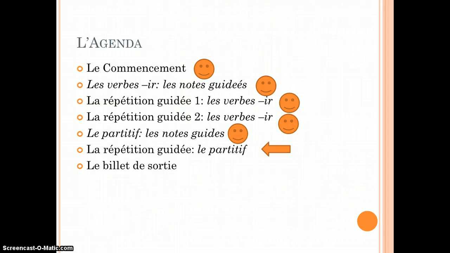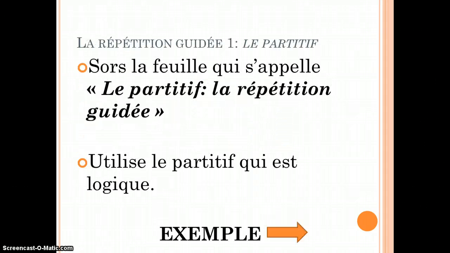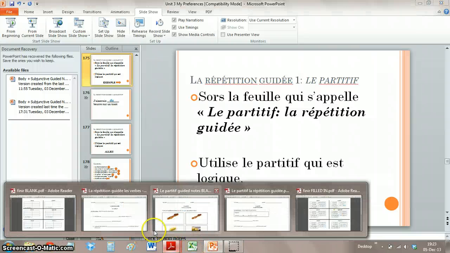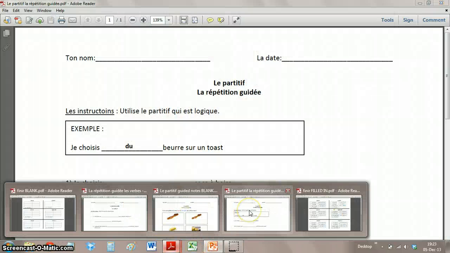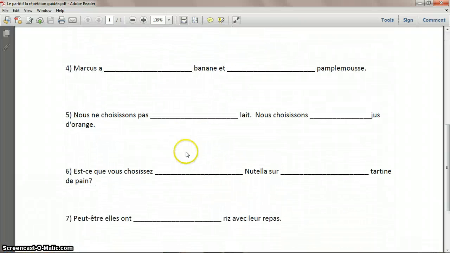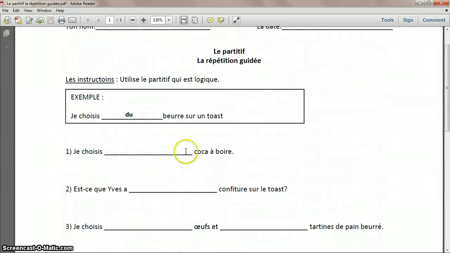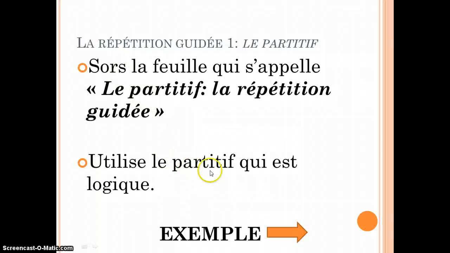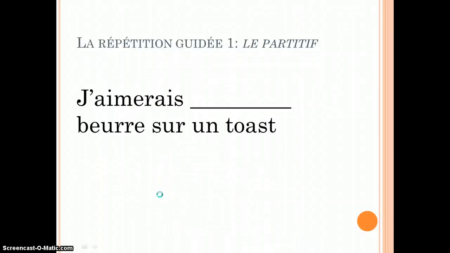Très bien. Maintenant, la répétition guidée, le partitif. This sheet looks like the following. Utilise le partitif qui est logique. Par exemple, j'aimerais blanc beurre sur un toast.